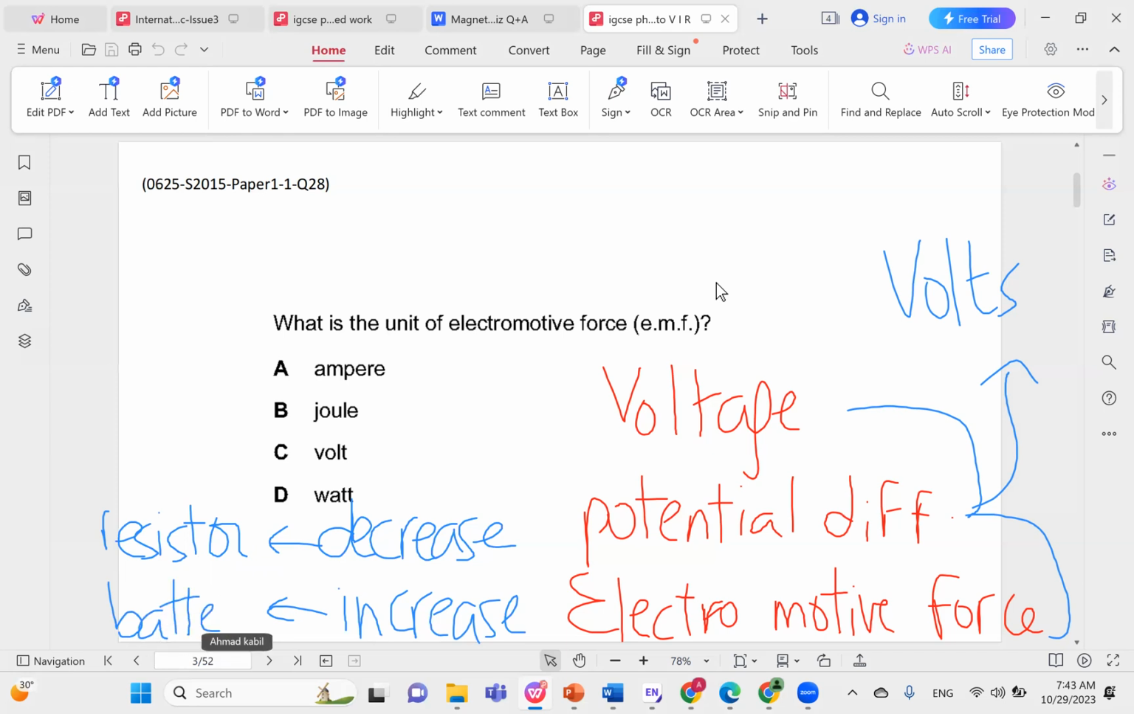So potential difference is a decrease in voltage, so it's also measured in volts. Electromotive force is an increase in voltage, so it's also measured in volts as well. So the correct answer here would be choice C. The unit of EMF is volts.